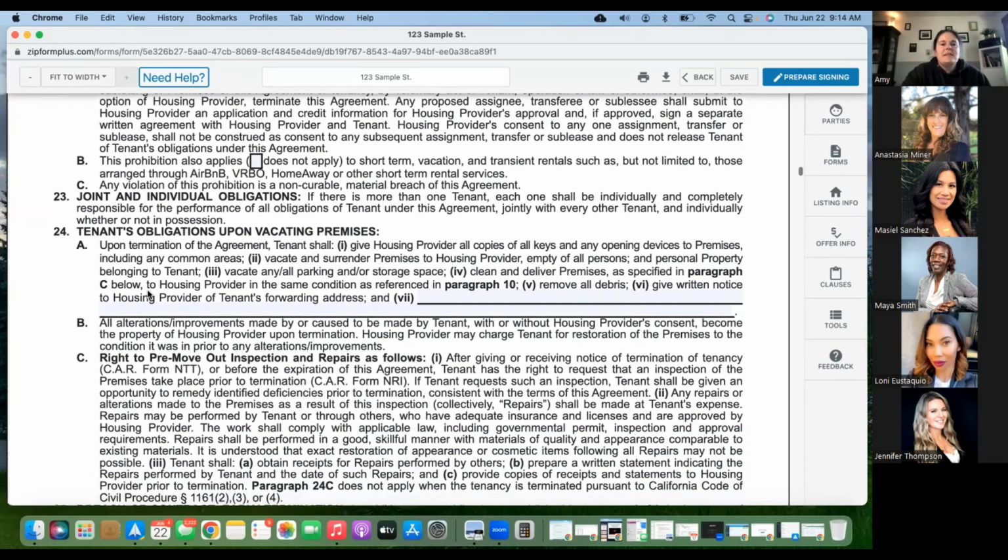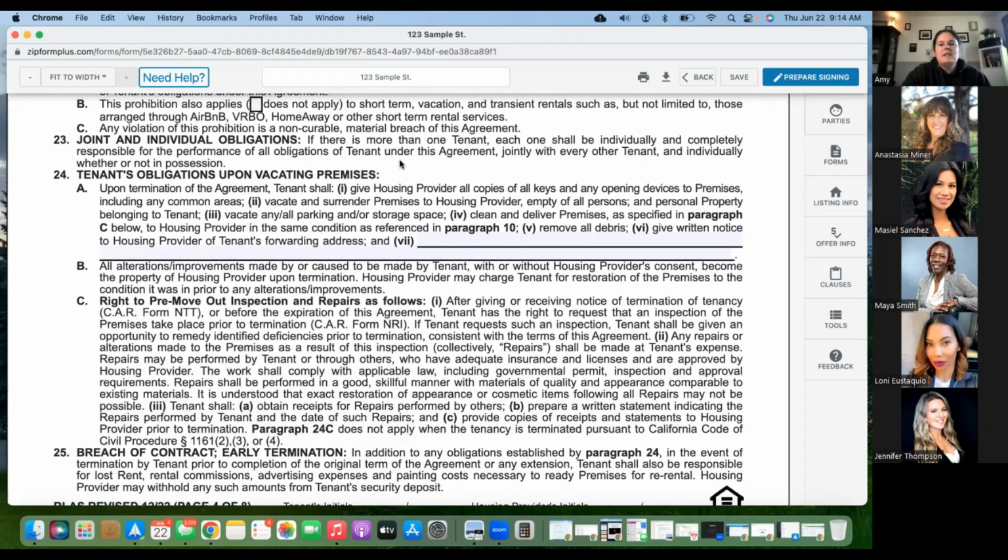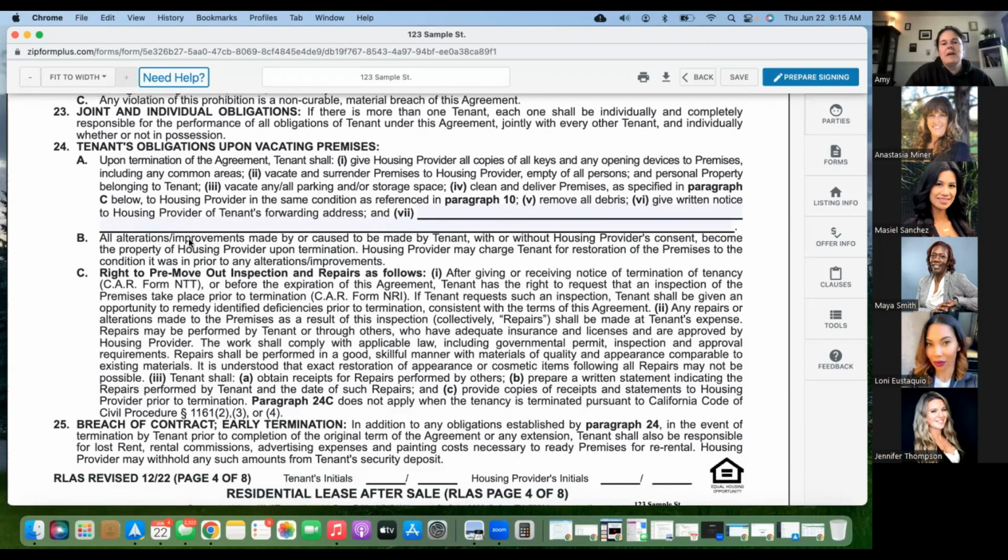Joint and individual obligations. If there is more than one tenant, each shall be individually and completely responsible for the performance of all obligations of the tenant under this agreement, jointly with every other tenant and individually, whether or not in possession. Tenant's obligations upon vacating the premises. Upon termination of the agreement, tenant shall give housing provider all copies of keys and any opening devices to the premise, including any common areas. Vacate and surrender the premise to the housing provider empty of all persons and personal property belonging to the tenant. Vacate any and all parking and or storage space.